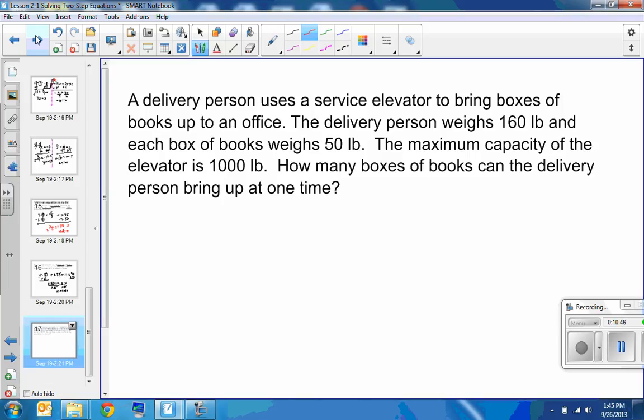It says a delivery person uses a service elevator to bring boxes of books up to an office. The delivery person weighs 160 pounds, and each box of books weighs 50 pounds. The maximum capacity of the elevator is 1,000 pounds. How many boxes of books can the delivery person bring up at one time?